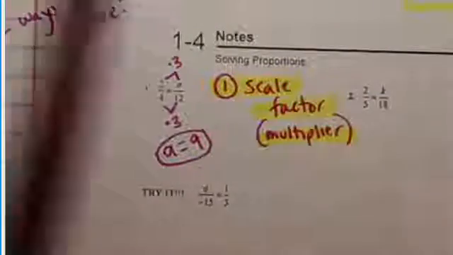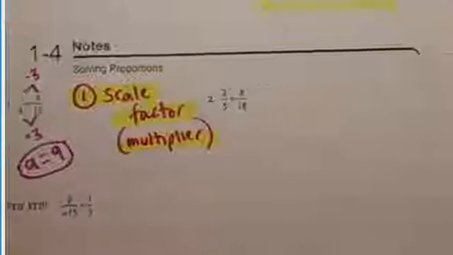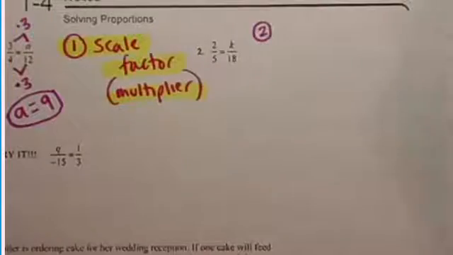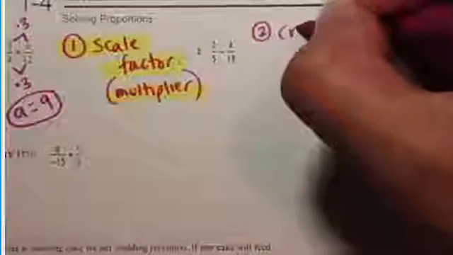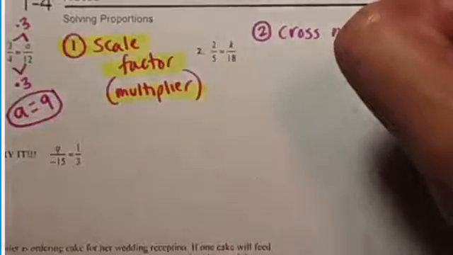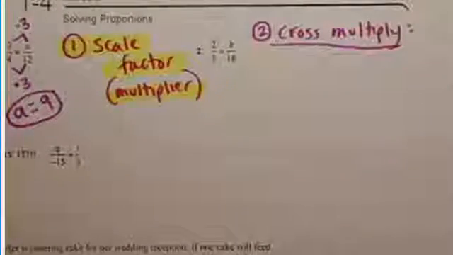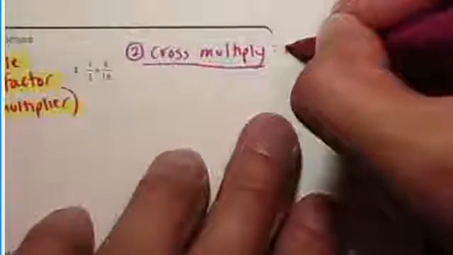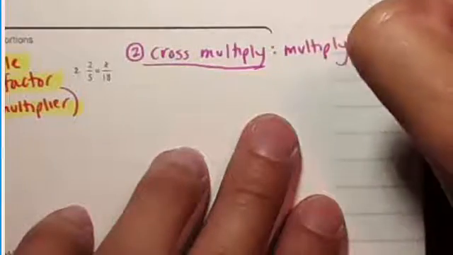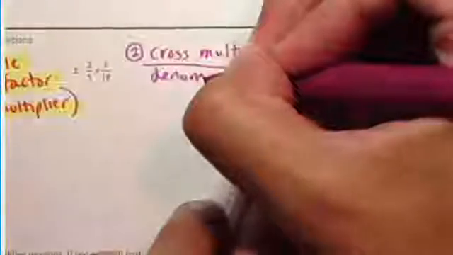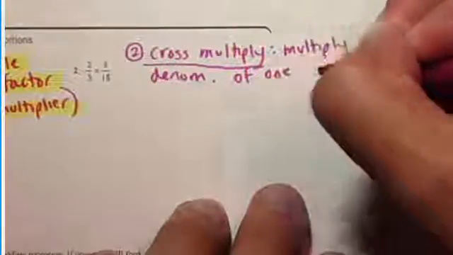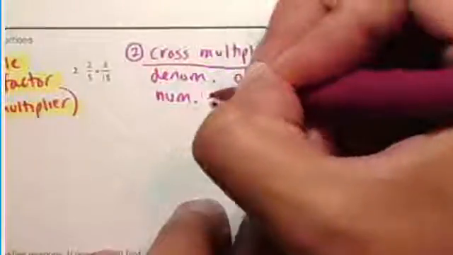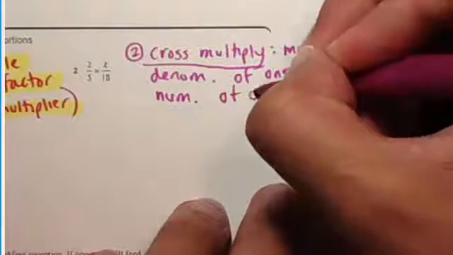It won't always be that easy, so that's why we have another way of solving proportions, and that's what we're going to do example 2 with. But let's write down the definition first. So the second way of solving a proportion is by cross multiplying. Okay, and how we cross multiply is that we multiply the denominator of one ratio to the numerator of the other ratio.